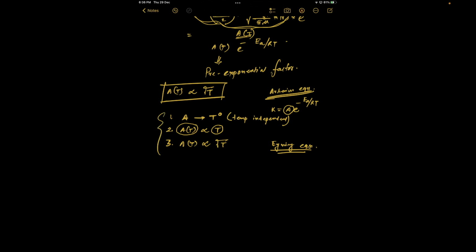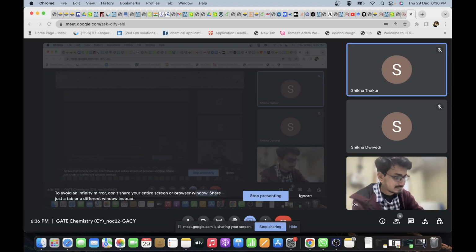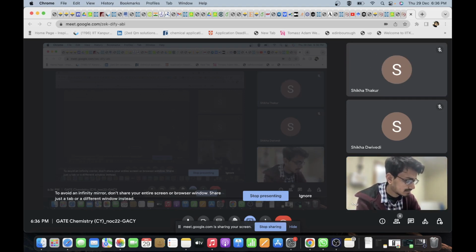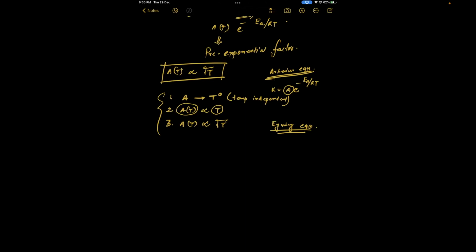Okay, now is it clear? Yes, sir, clear. Okay, thanks. So these three temperature dependencies of the pre-exponential factor are actually important.